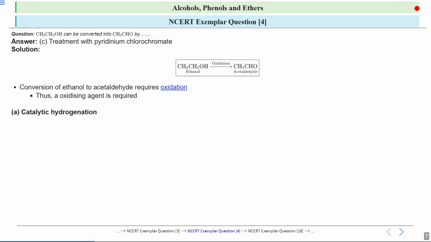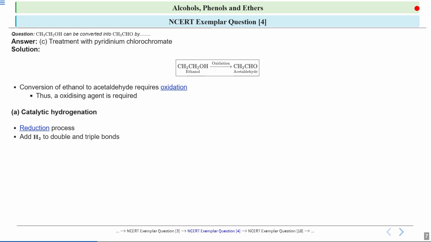Now let us check all the options one by one. First, we will check the first option, which is catalytic hydrogenation. This process is actually the opposite of what we need. Instead of oxidizing it, it is reducing the compound. So this is a reduction process. Catalytic hydrogenation is a reduction process. In reduction, there is gain of hydrogen, or I can say there is loss of oxygen.